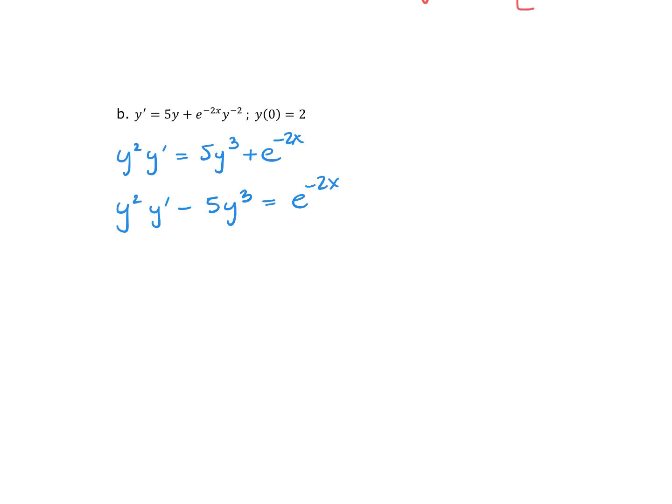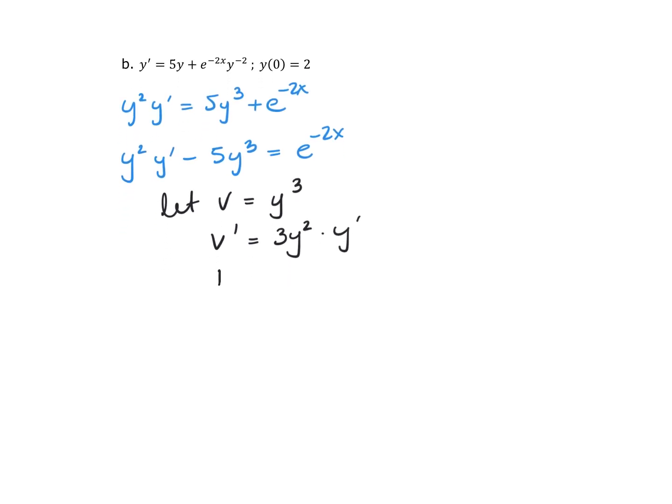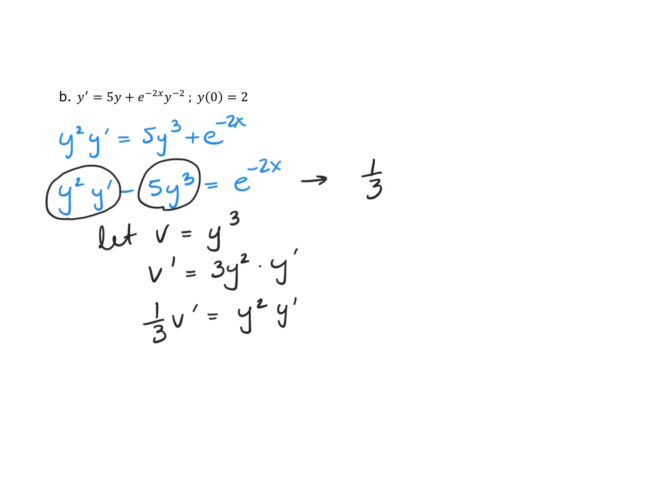Now I'm going to do my u sub. I'm going to say let v equal y to the 3rd. That means v prime would equal 3y squared multiplied by y prime. So that tells me that 1/3 v prime would equal y squared y prime. So here's my replacement, and I have a replacement here. This then becomes 1/3 v prime minus 5v is equal to e raised to the negative 2x.